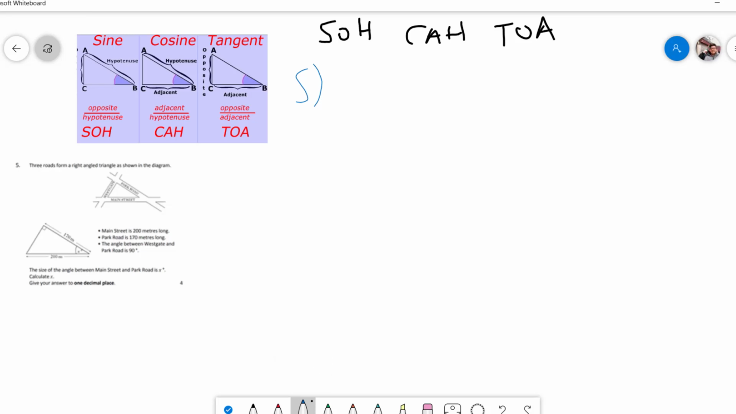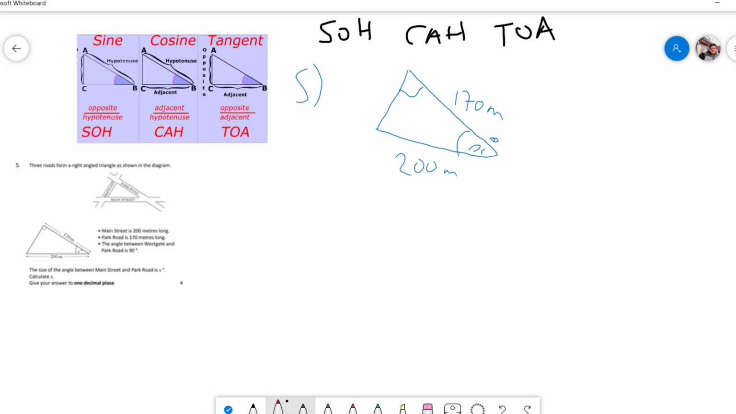So we can draw the triangle out that we have, which is something like that. So I'll make that a bit straight actually. There we go. That is the right angle. We know that here is 200 meters, and that's 170 meters, and this here is x degrees.